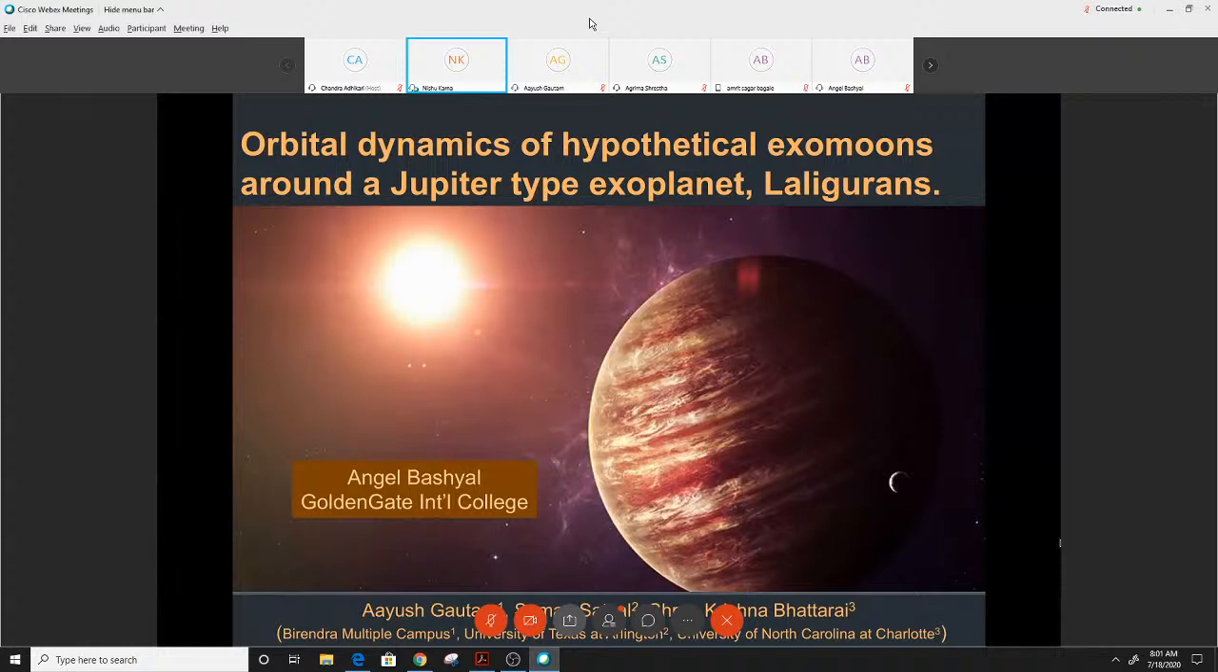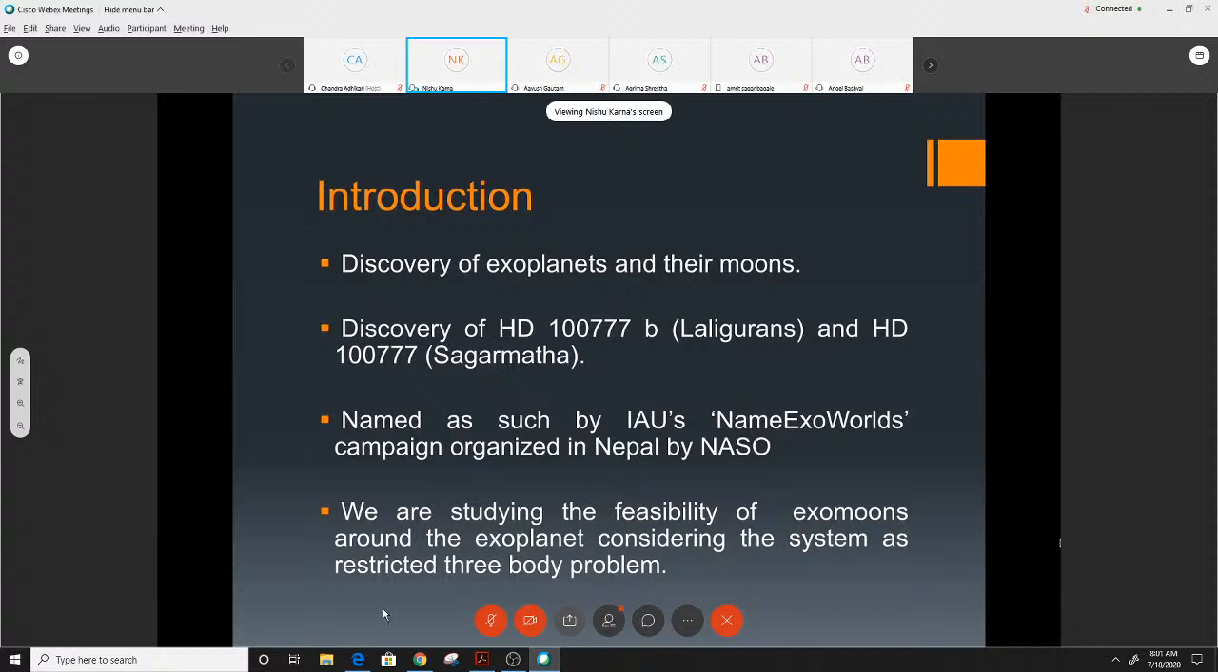Moving to the introduction, since the recognition of the first explored exoplanet, named 51 Pegasi b, till today there are more than 4,000 of these explored. During this time, in 2007, a system was found consisting of a Jupiter-type exoplanet HT100777b orbiting a star HT100777. These were later named Laligrass and Sagarmatha by the IAU's campaign Name ExoWorlds, which was organized here in Nepal by NASU in 2019.